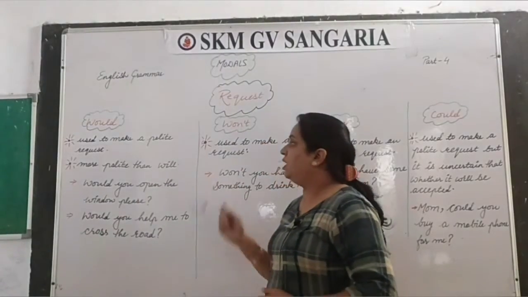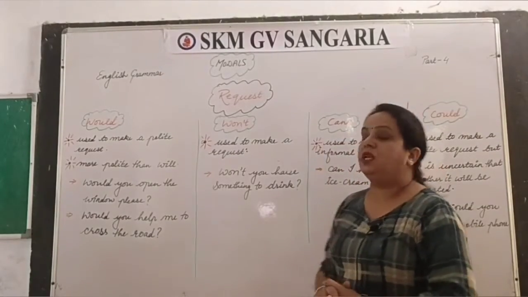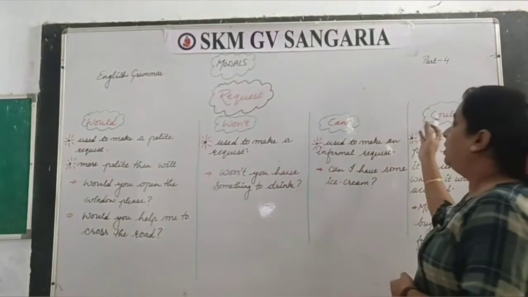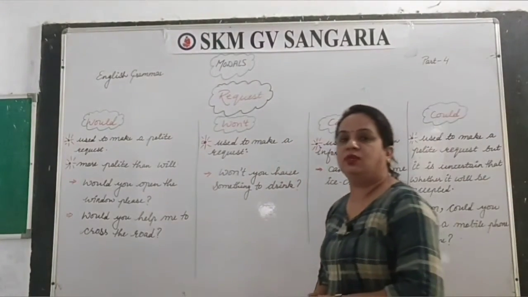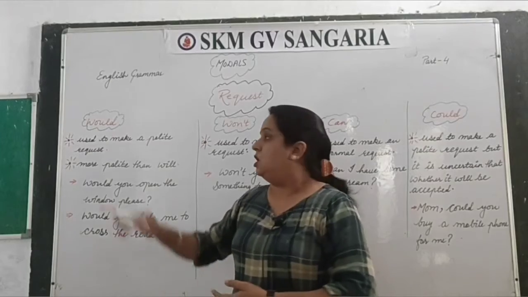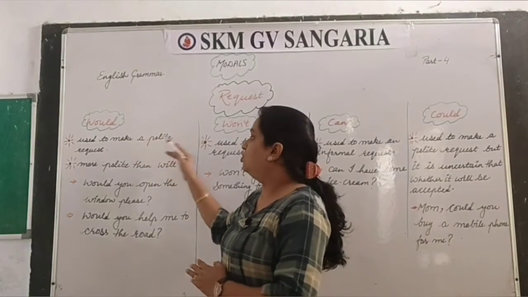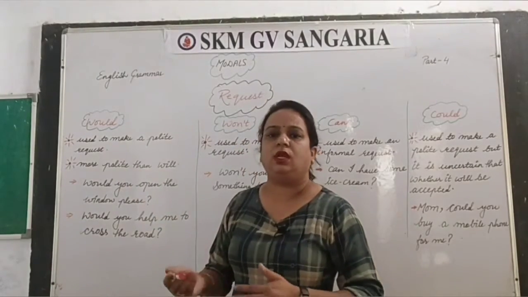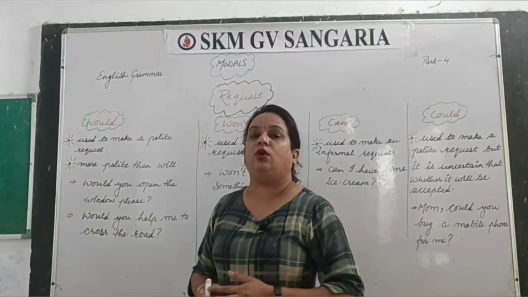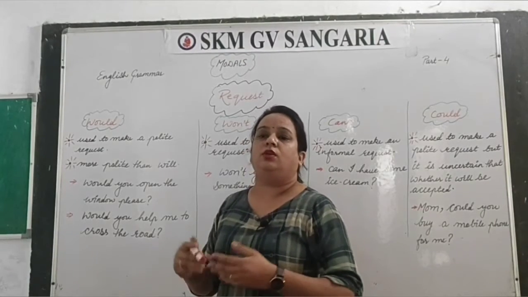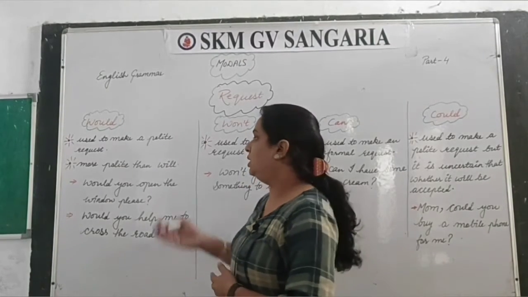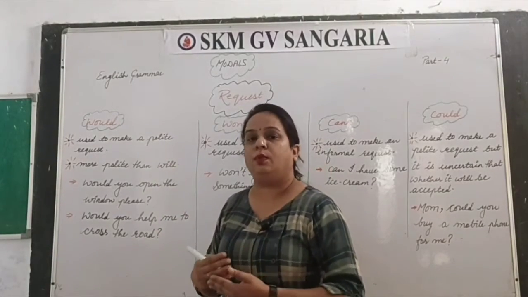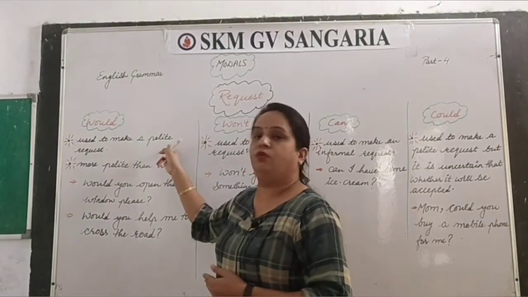Now let's see how we have to express the request. So for expressing request, we can use would, will, can and could. So let's understand first what is the use of would. This is used to make a polite request, right? More polite than will. When you talk to your friends or your brother or sister, at that time you can use will. But if you have to be more polite than that, then you have to go with would.